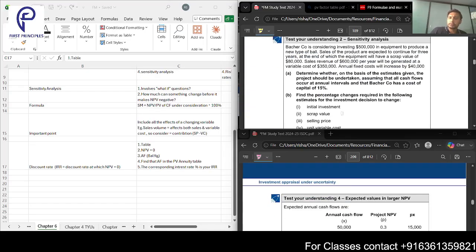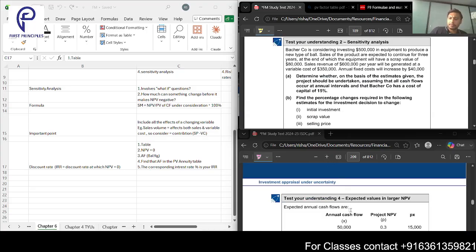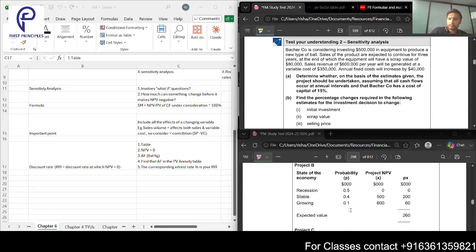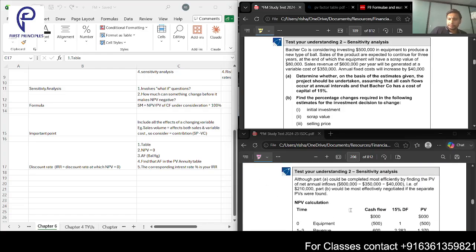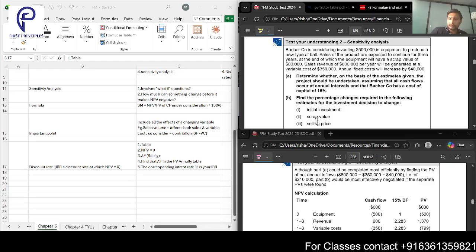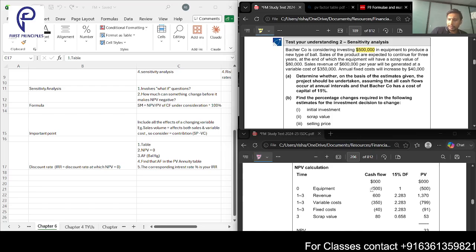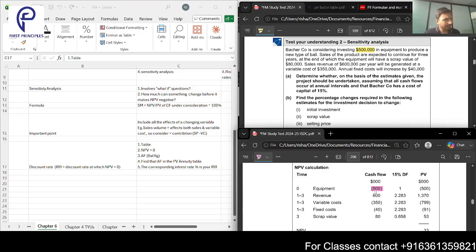Okay, moving on now. Sensitivity analysis. We'll finish one more here. Okay. So now bachelor को is considering investing 500,000 in equity in equipment. So how much is he investing? 500,000 negative. Why? Excuse me. Why is it negative, Shruti?